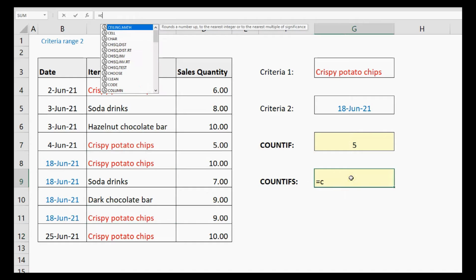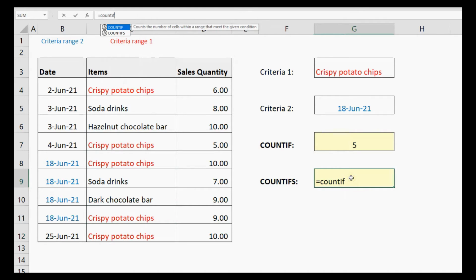Next is to use the COUNTIFS formula to count 2 criteria. Simply type equals COUNTIFS, and then choose the criteria range and criteria for crispy potato chips as before, and the criteria range in cells B4 to B12, and criteria in cell G5, for the 18th of June 2021. It is correct to have 2 as there are 2 matching items with both criteria.